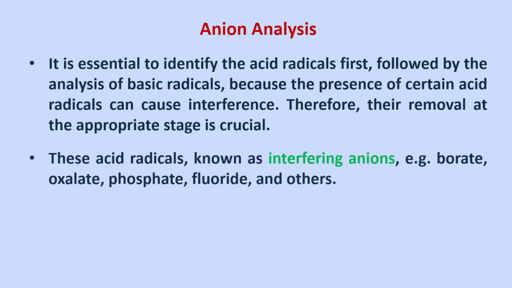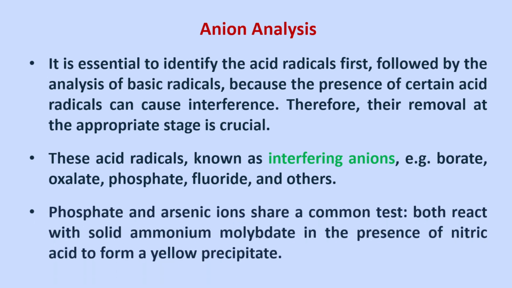These acid radicals are referred to as interfering anions, such as borate, oxalate, phosphate, fluoride, etc. For example, phosphate ions and arsenate ions have a common test. They both precipitate a yellow solid when treated with solid ammonium molybdate in the presence of nitric acid.